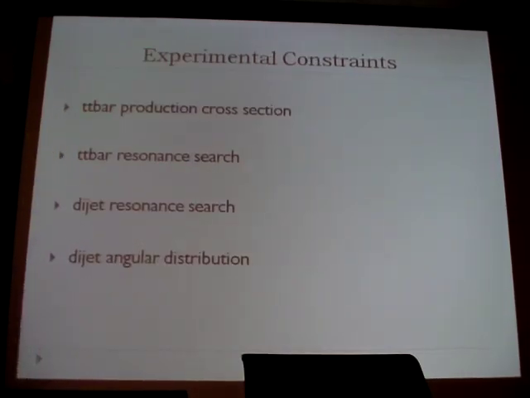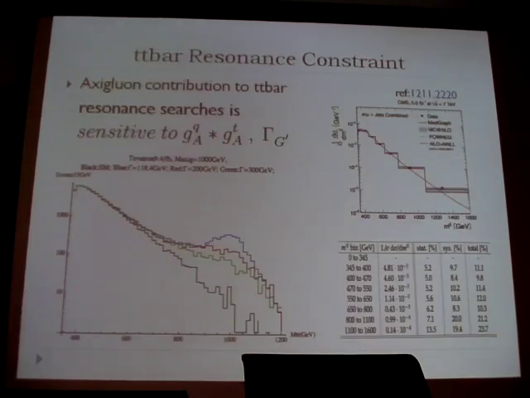Okay, next I will talk about the experimental constraints. Here are the four experimental constraints we considered. The first is the t t-bar resonance constraint.